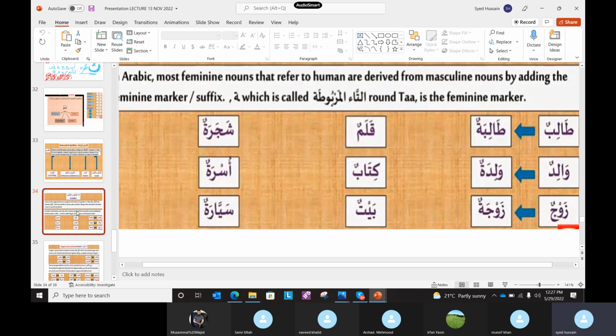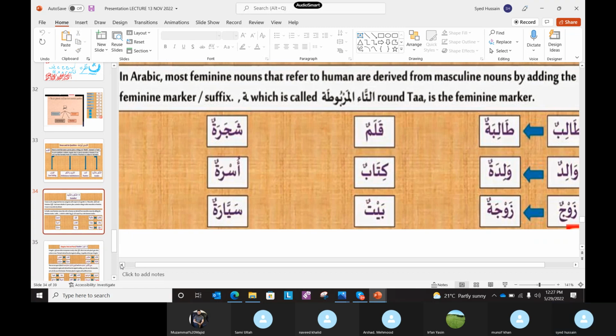For example, here we say Arabic, most feminine nouns that refer to human are derived from the masculine noun by adding the feminine marker suffix, which is called ta marbuta, the one which I discussed with you before on the last slide. Ta marbuta. What is ta marbuta?